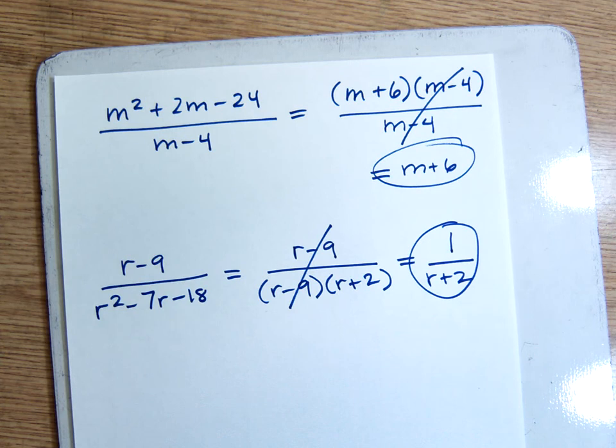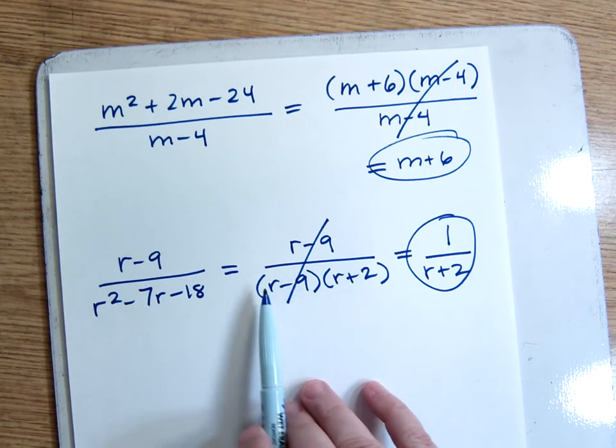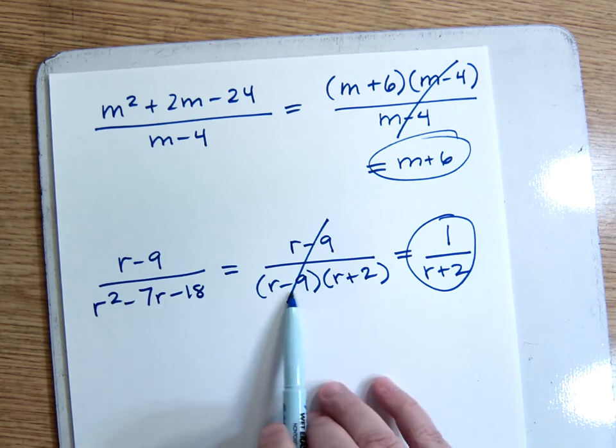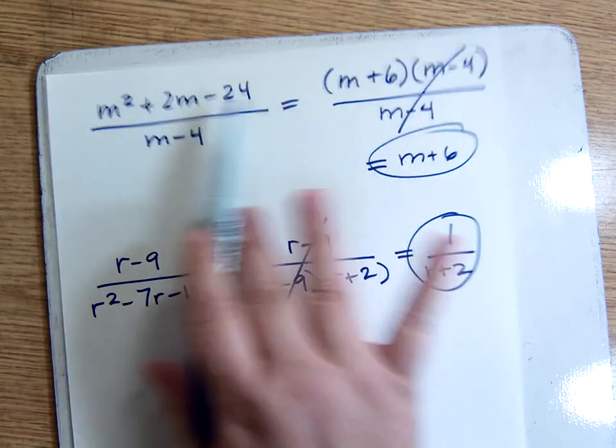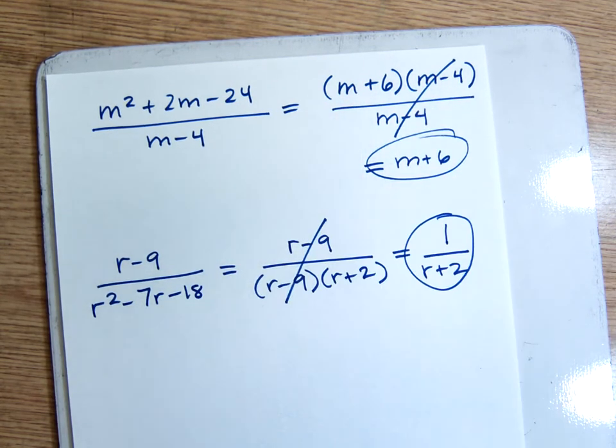Not always. Sometimes it can't be simplified. But if that's what I'm trying to practice, it's a pretty decent chance that if I can break this up into anything, r minus 9 might be one of those things, or this might get broken into m minus 4 times something else. So that can be a hint for you.